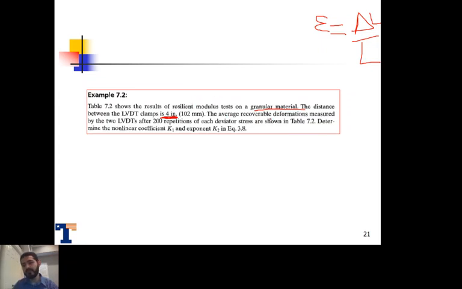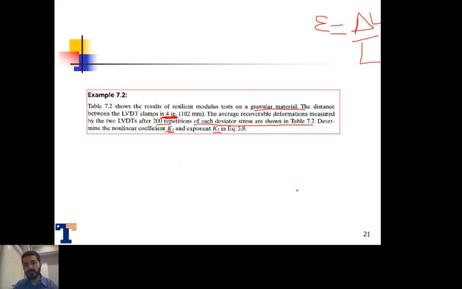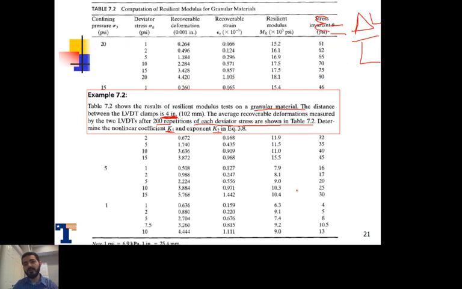The average recoverable deformation is measured by the two LVDTs after 200 repetitions of each deviatoric stress, as shown in table 7.2. Determine the nonlinear coefficients K1 and K2. Typically, we don't ask what's the resilience modulus. We're very interested in K1 and K2. Why is this? Because if I really get to know what's K1 and what is K2, I'll be able to get the resilience modulus. So let's show you now the graph here.